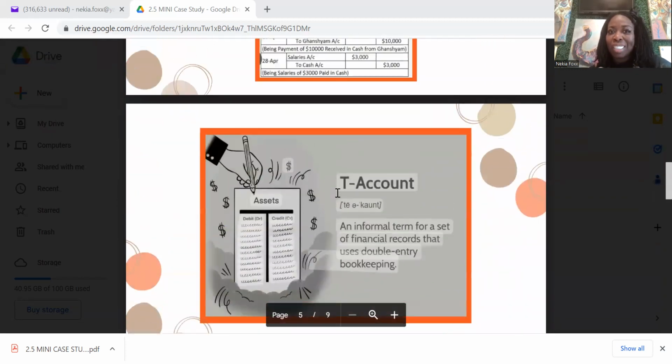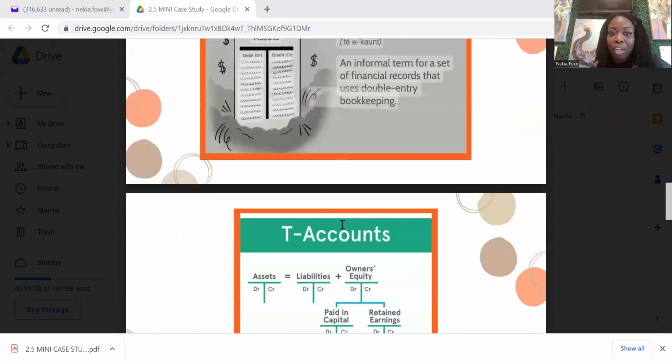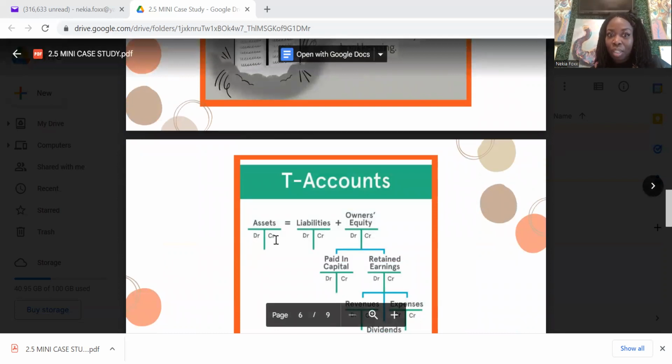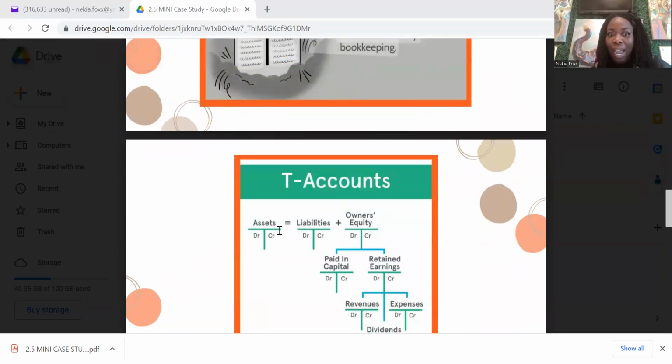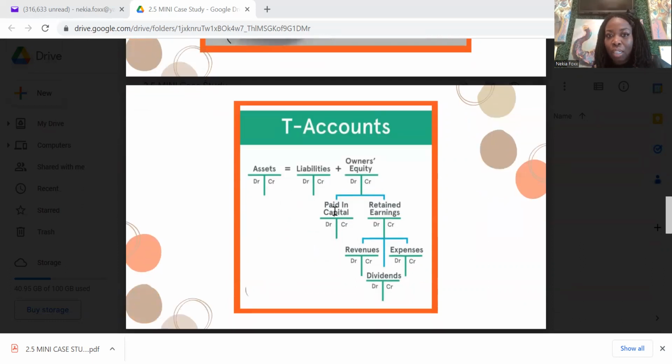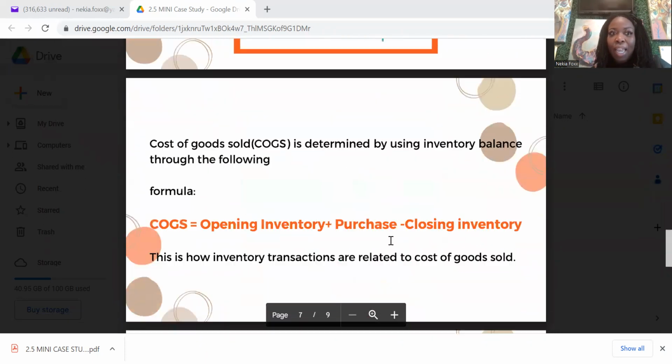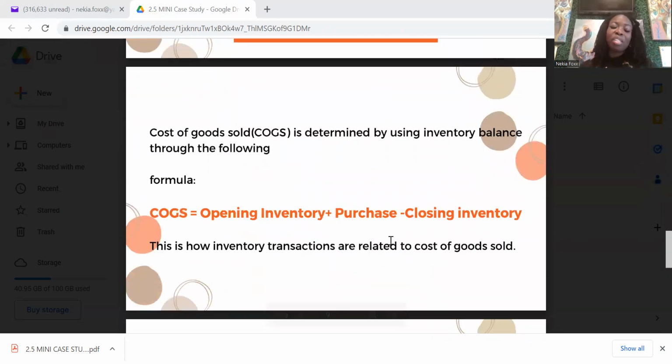Then we want to go into what is a T account. So the T account is what you just saw previously. It's an informal term for a set of financial records that uses double entry bookkeeping. That's where you've seen above the left side of the debits and credits. So you see it right here: assets equals liabilities plus owner's equity. This is an equation for that. You'll see the debits and credits on both sides going down to the paid in capital, retained earnings, revenues, expenses, dividends. And this is the formula for cost of goods sold.